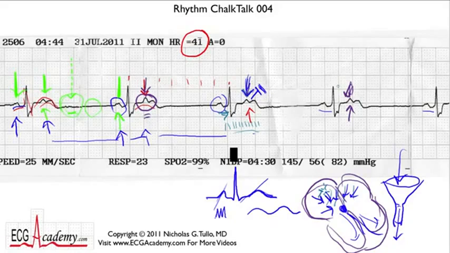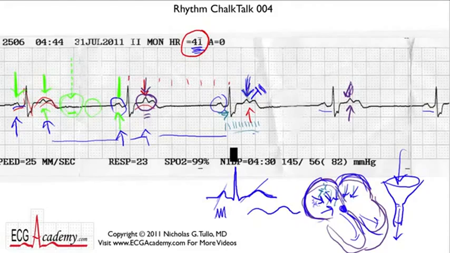So what I like to call this strip is non-conducted atrial bigeminy, and it's responsible for the fact that the ventricular rate suddenly went to 41 beats per minute. But there's nothing wrong with the sinus node. It happens to be the atrial myocardium that's the problem, because of all those post-operative hormones running around. You've got just a lot of atrial ectopy.